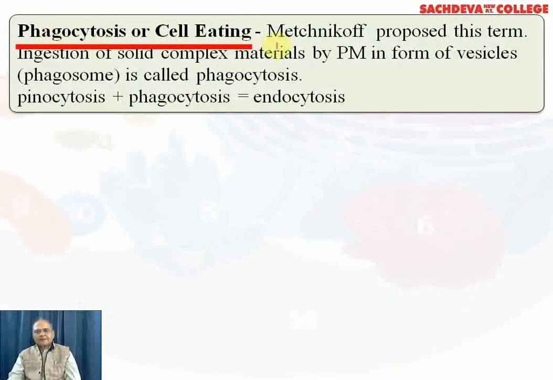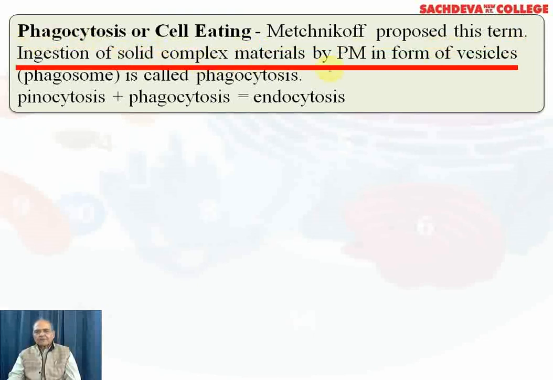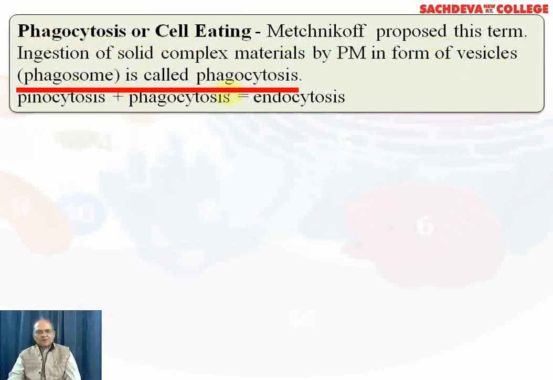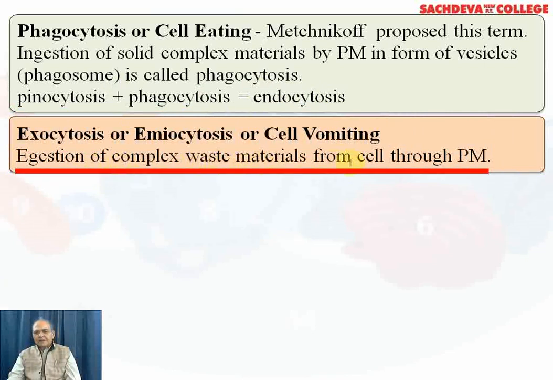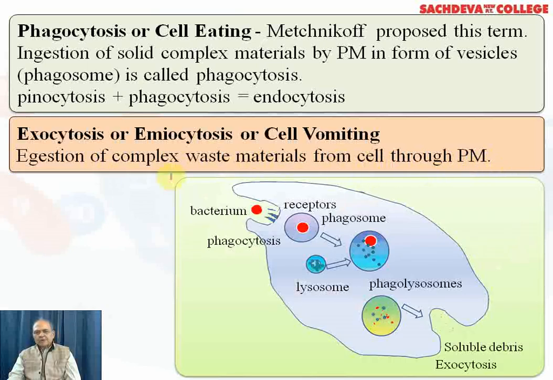Phagocytosis or cell eating. Metchnikoff proposed this term. Ingestion of solid complex materials by the plasma membrane in the form of vesicles, which are called phagosomes, is called phagocytosis. Pinocytosis plus phagocytosis equals endocytosis. Exocytosis or emiocytosis or cell vomiting: ejection of complex waste material from the cell through the plasma membrane.